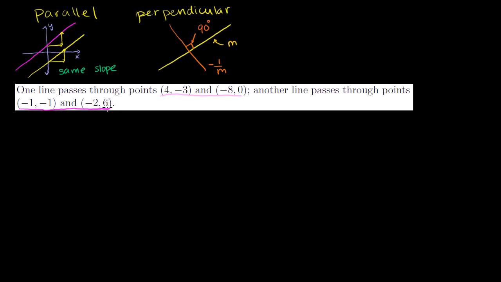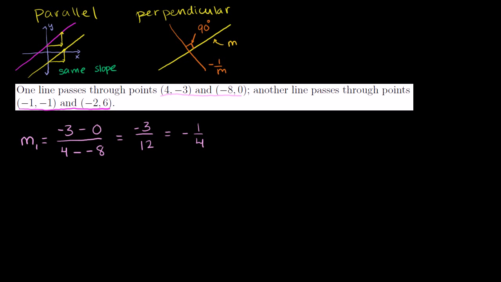So I'll first do this one in pink. This is line 1, so I'll call it slope 1. Slope 1 is, well, I'll take this as the finishing point. So negative 3 minus 0, remember change in y, negative 3 minus 0 over 4 minus negative 8. So this is equal to negative 3 over, this is the same thing as 4 plus 8, negative 3 over 12, which is equal to negative 1/4. Divide the numerator and denominator by 3. That's the first line.